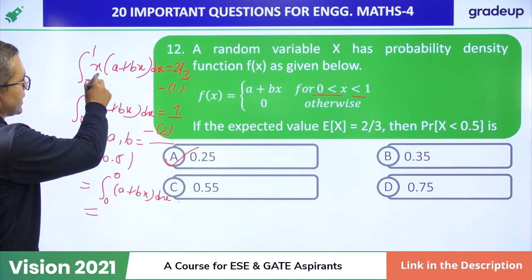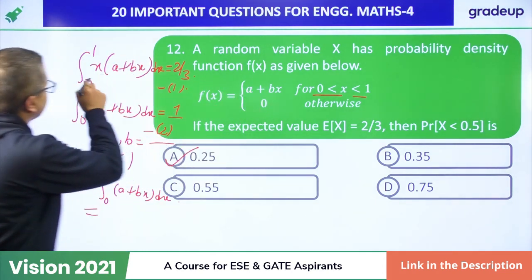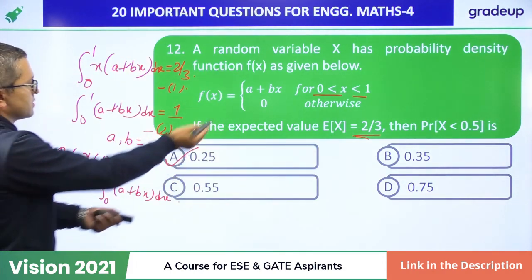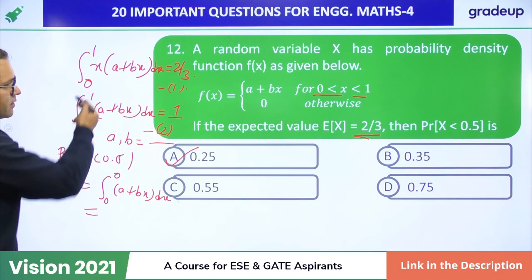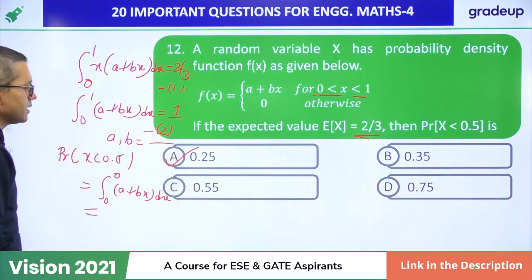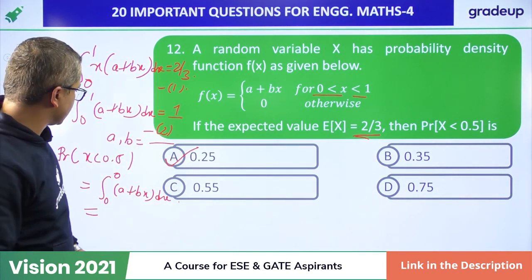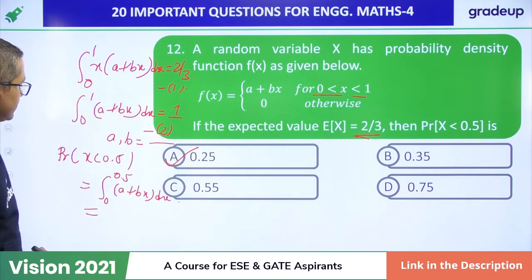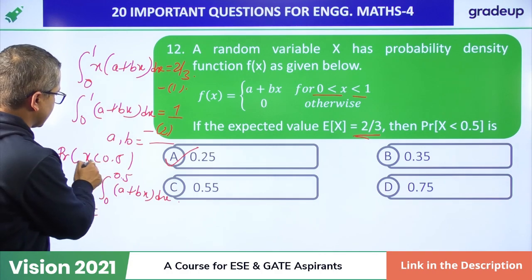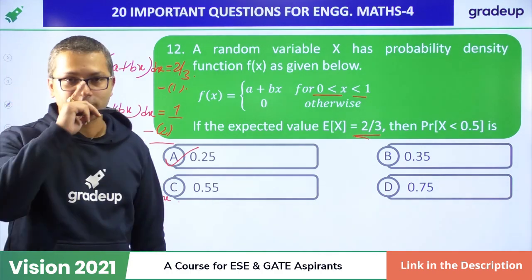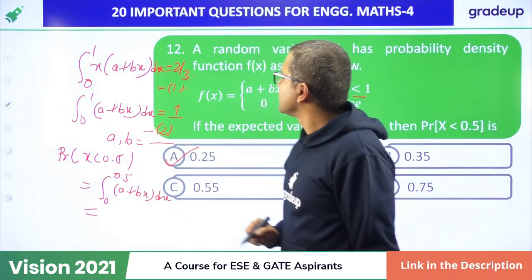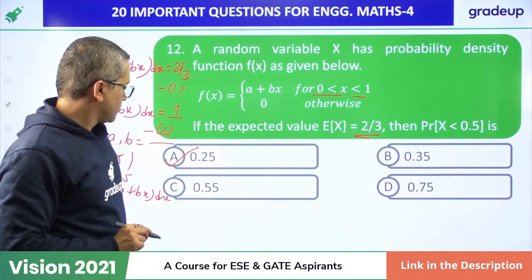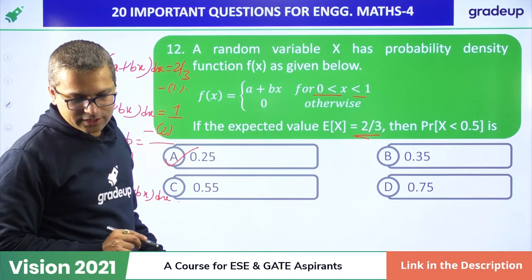Because this is the expected value, x into this, if you integrate it from 0 to 1, that is given to be 2/3. And because this is a probability density function, if you integrate it within the limits, it should sum up to 1, and here the limits should be 0 to 0.5 because of x less than 0.5. I hope I'm making my point here. So A is the option here. Next question.